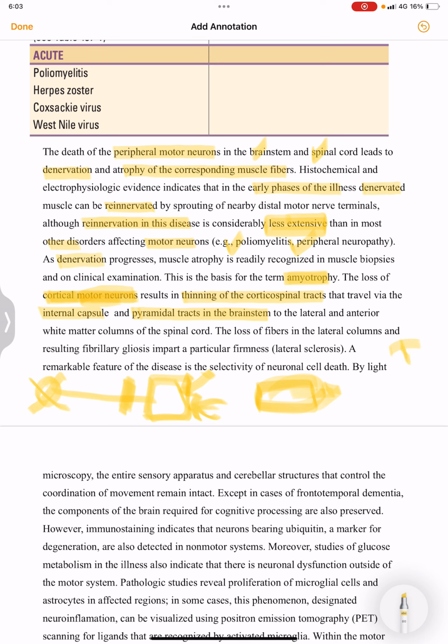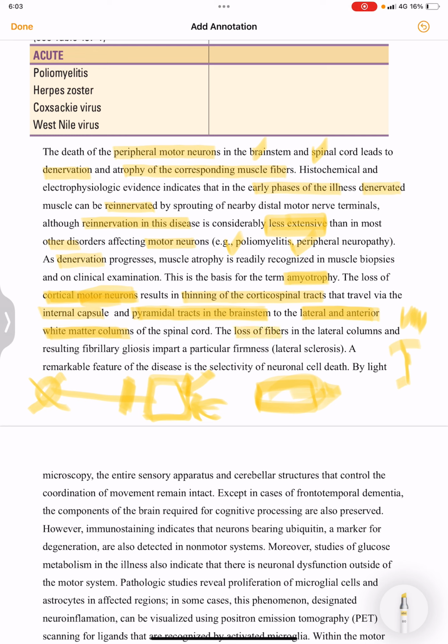So from the cortex, internal capsule, and pyramidal tracts in the brainstem, and then to the lateral and anterior white columns of the spinal cord. So from where are they traveling? The upper motor neurons, the cortical motor neurons, will be there. So these corticospinal tracts travel from the internal capsule and pyramidal tracts in the brainstem to the lateral and anterior white matter columns of the spinal cord.